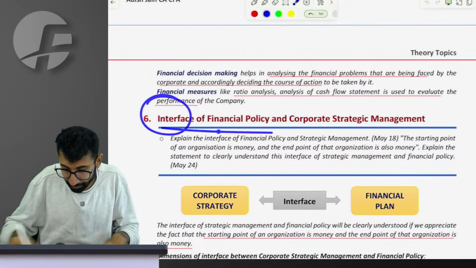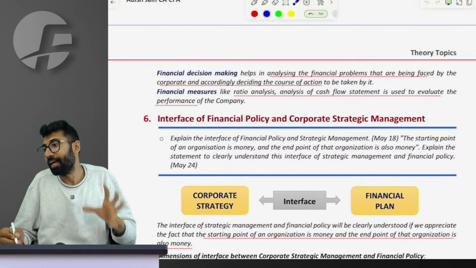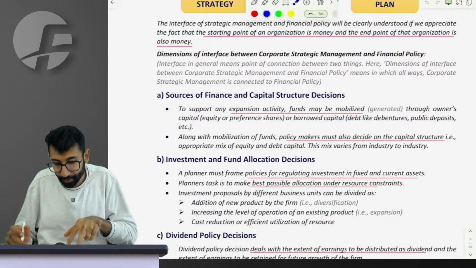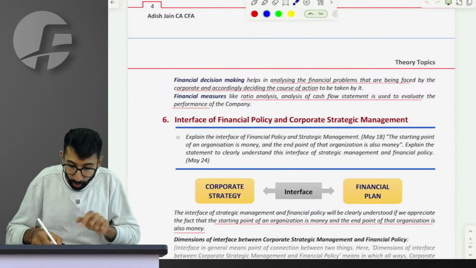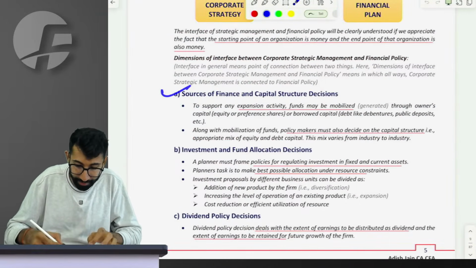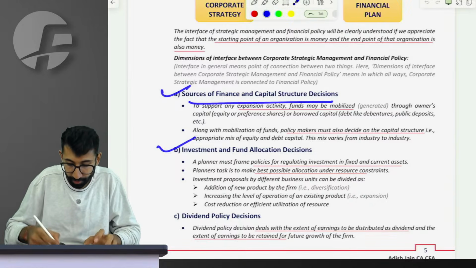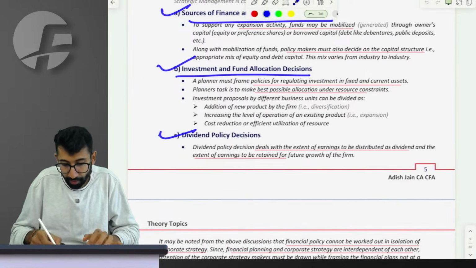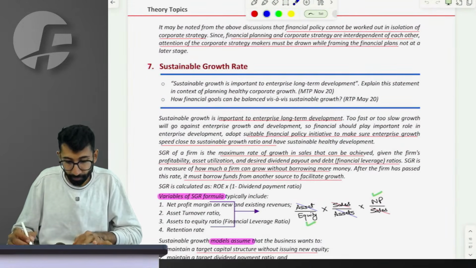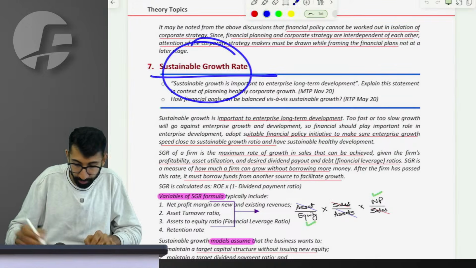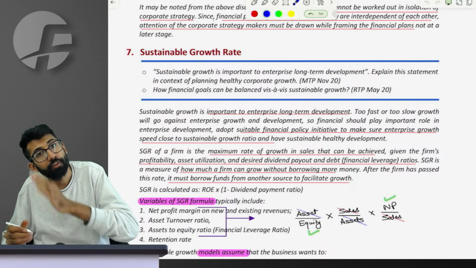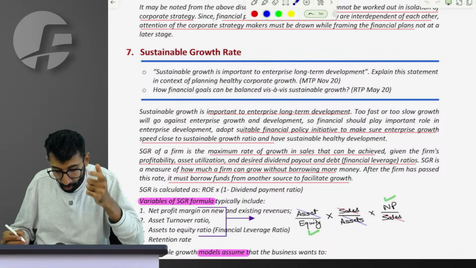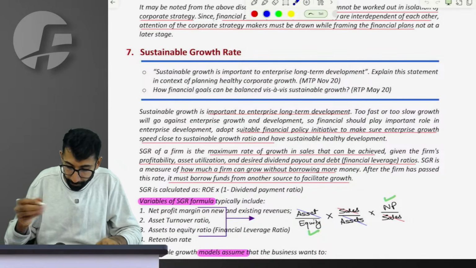Just by reading the heading, you may not be able to connect what exactly to write, but at least with this discussion, you'll now be able to connect. Correct? The question heading is fine, but the answer headings are easy: source of finance and capital structure, investment and fund allocation, dividend policy decision. Cool. Next, sustainable growth rate. It is the growth rate that the company will be able to sustain for a longer period of time, not a temporary growth rate.